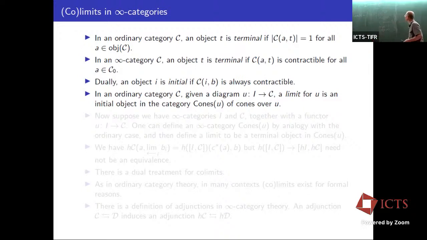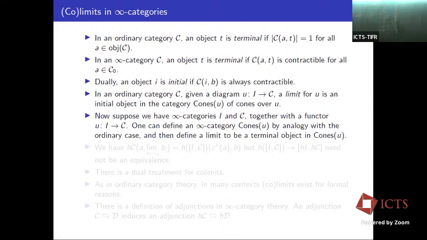Okay, so there's this category of cones. A cone is an object of C together with a family of morphisms from each A to each of the UIs that's compatible in the usual way with the morphisms in I. And then a limit is essentially by definition just a terminal object in the category of cones.